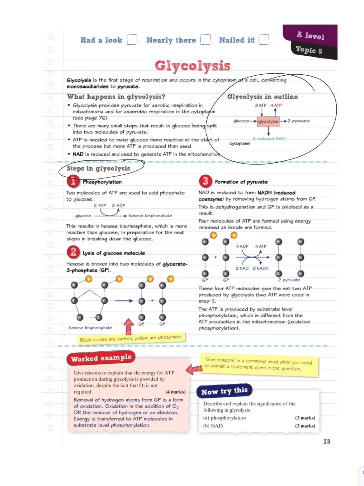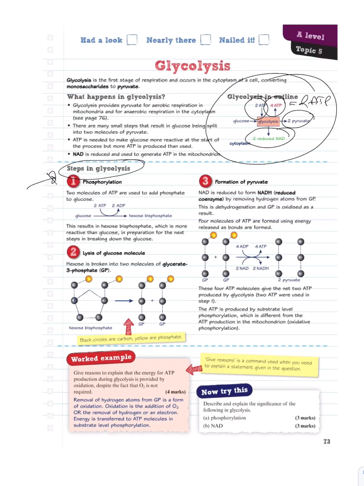So this is just the outline of glycolysis, and it tells you that glucose undergoes glycolysis, where we have the production of two pyruvate molecules, and as a result we need to use 2 ATPs, but we get 4 ATPs out, and so it gives you a net of 2 ATP molecules and 2 reduced NADs. Right, moving on to the steps, in more detail.